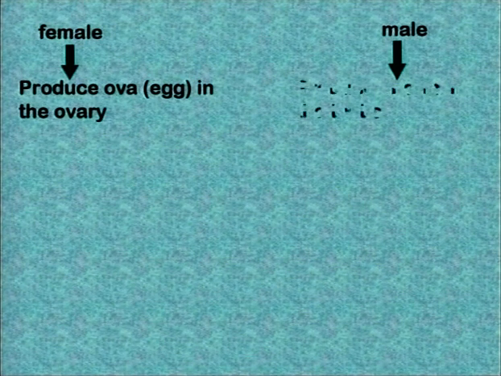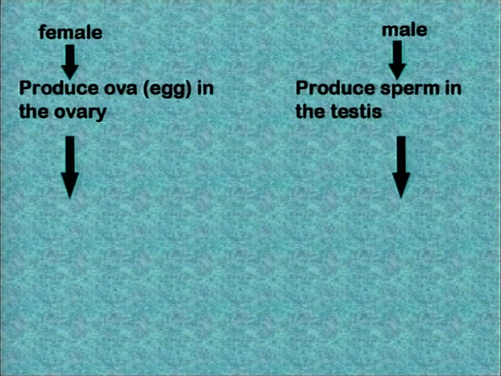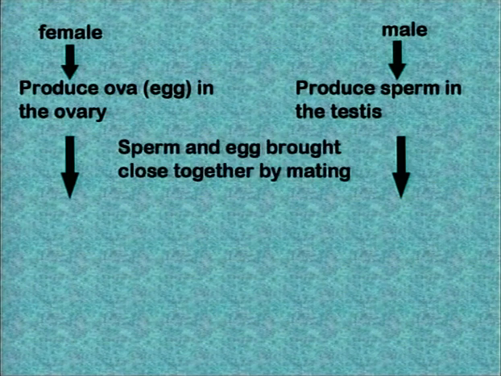The female produces ova in the ovary. The male produces sperm in the testes. These two are very important because without the egg in the ovary and without the sperm in the testes, I don't think reproduction will take place. So these two organs, the testes and ovaries, are very important because they produce the sex cells.